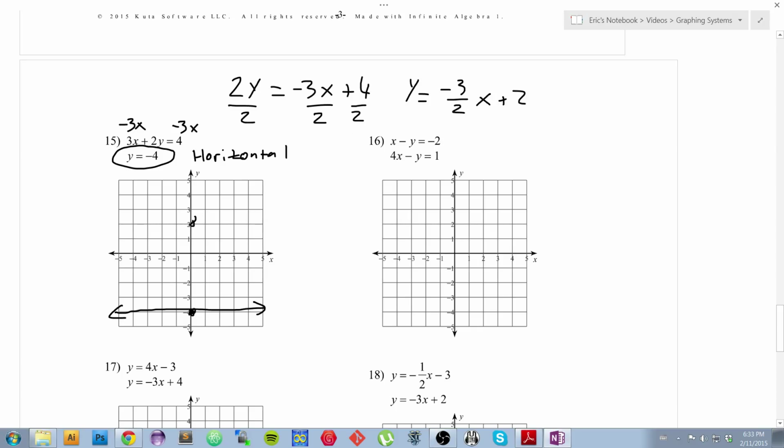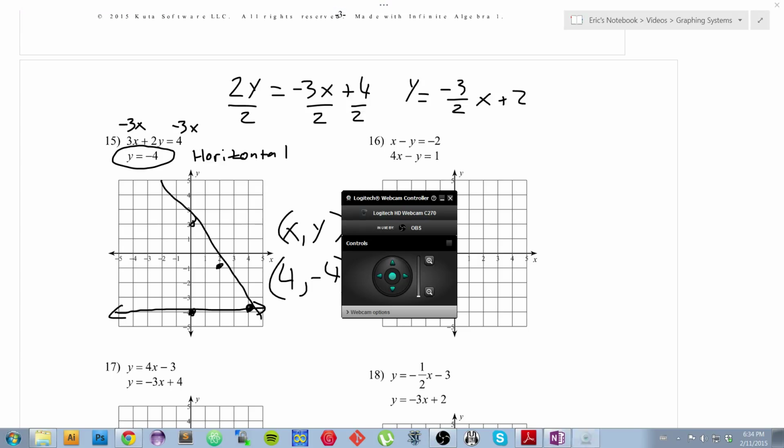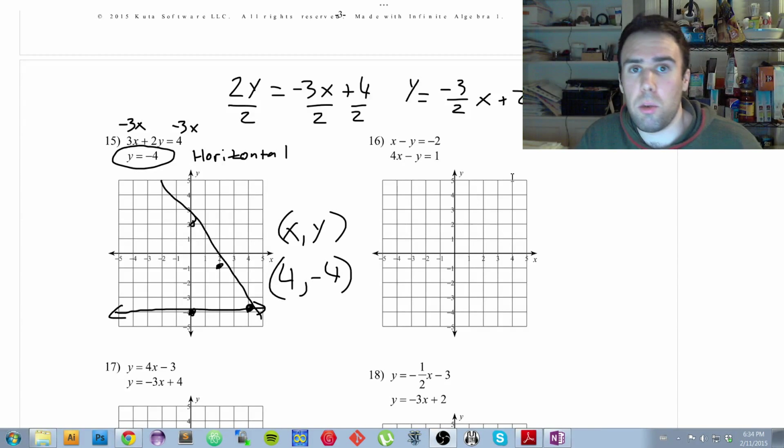So I start with the y-intercept of 2. The slope is telling me go down 3, go right 2, go down 3, go right 2, and there is the intersection. The intersection is at 4, negative 4. And just remember, as a final word, it's x, y. So right there I counted, I went to the right 4, and I went down 4. 4, negative 4. So that's our short video on graphing the solution to a system of equations.